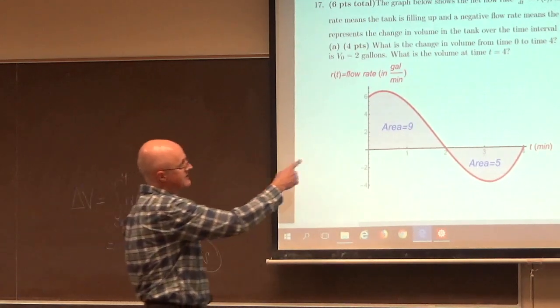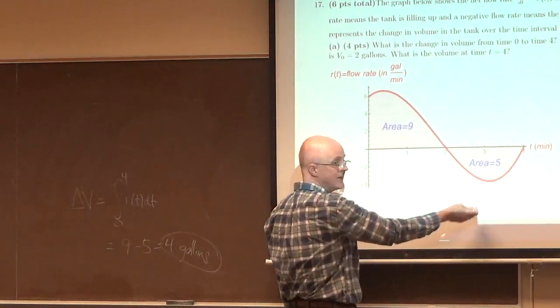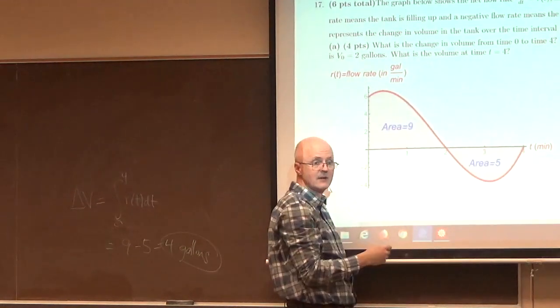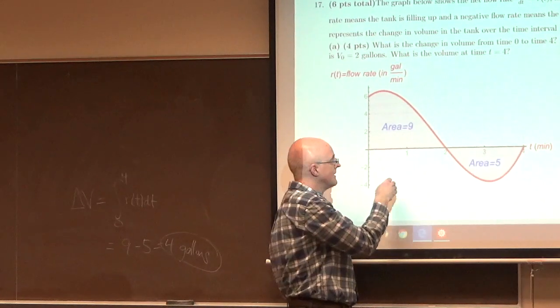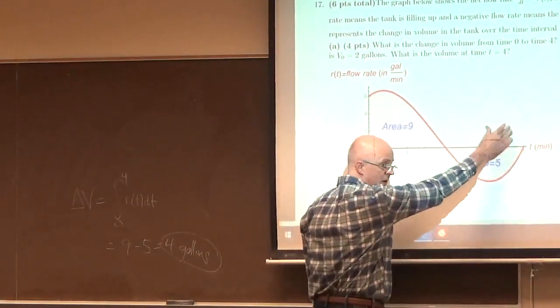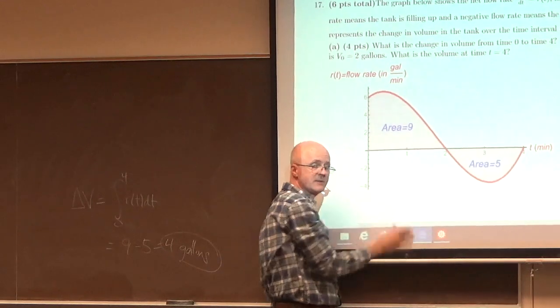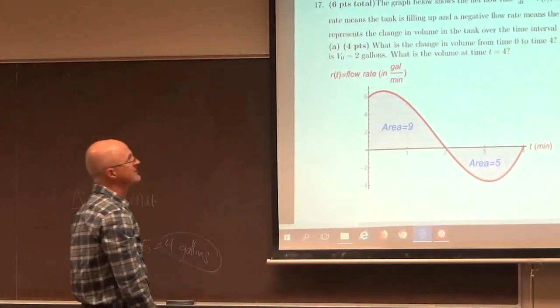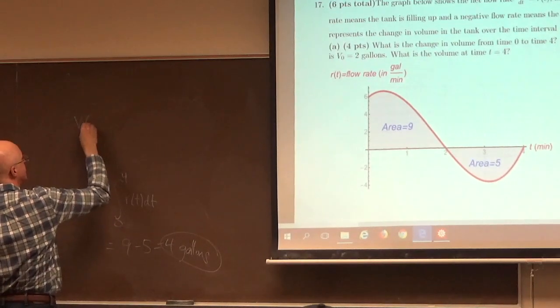The flow rate doesn't have to start out positive and then go negative. It could start negative and then go positive. The outflow could be faster than the inflow at first. If I had a graph that looked like that, you take the area over here minus the area over here. The principle still holds.